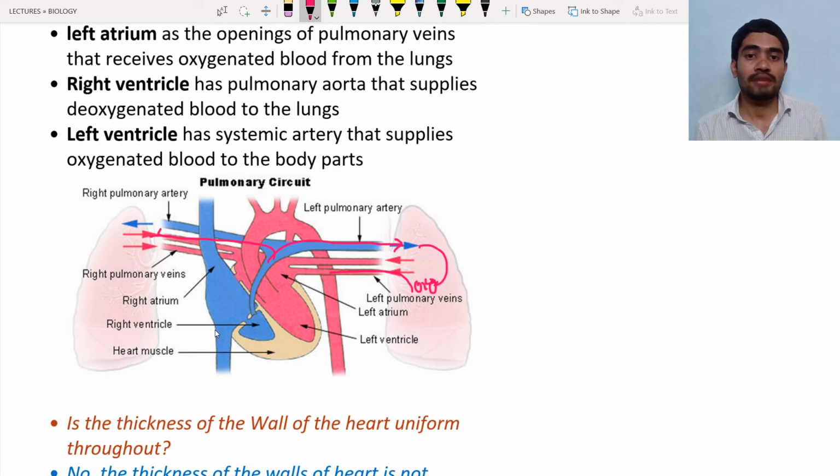Okay, not right, it's the left atrium. This chamber is known as left atrium. The left atrium is going to receive oxygenated blood from the right lung and also left lung, and it is going to store it over here. So this oxygenated blood again will be pumped to the next chamber. That chamber is known as left ventricle.